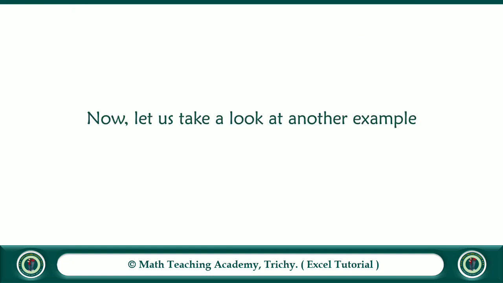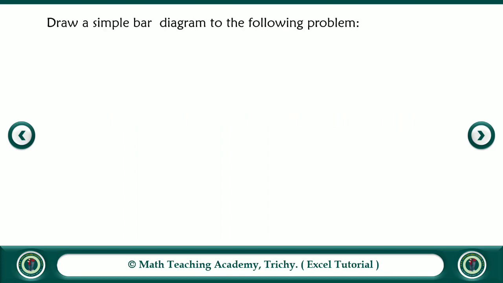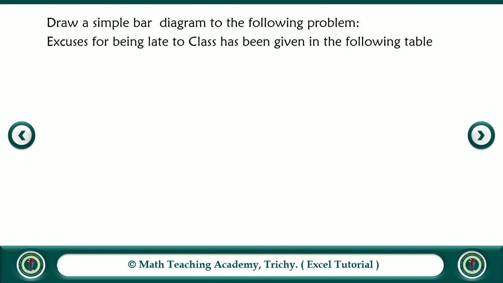Now let's take a look at another example. Draw a simple bar diagram to the following problems. Excuses for being late to class has been given in the following table. Excuses, number of persons. 14% have said that I got stuck in traffic.